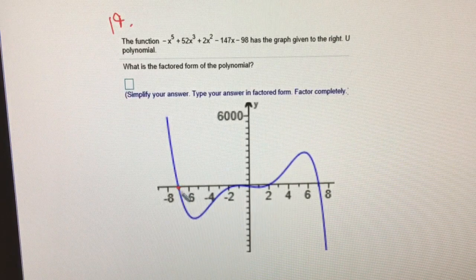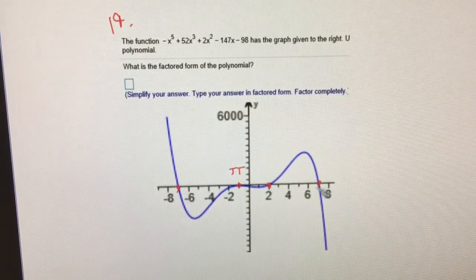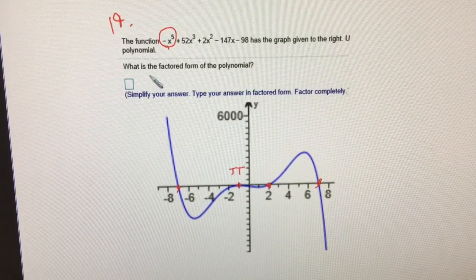19, it wants to know the zeros of this. That's -7. That's -1, but it touches and turns. Goes through 2. Goes through 7. It's down on the left, up on the right. Notice it is -x to the 5th. So it wants the factored form. It's going to be x plus 7.